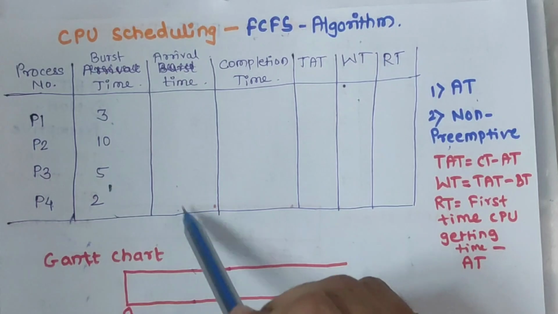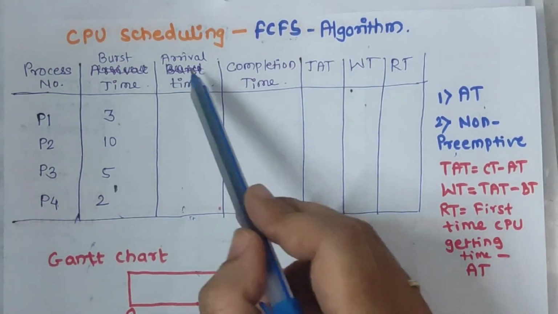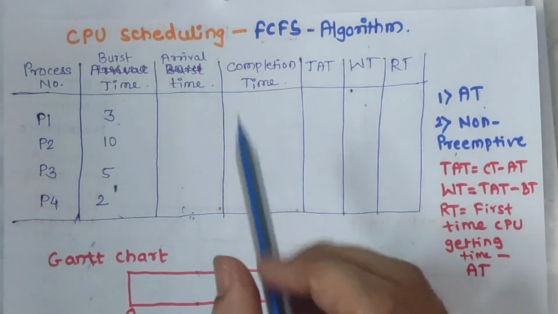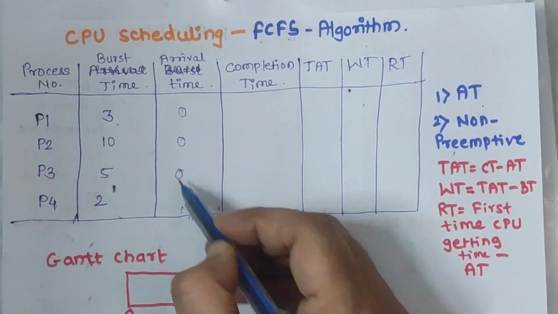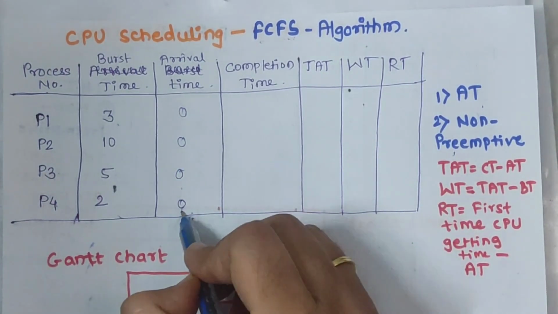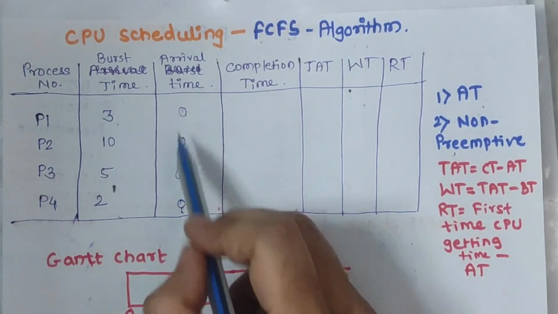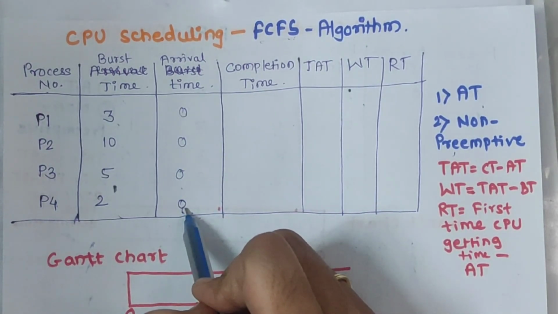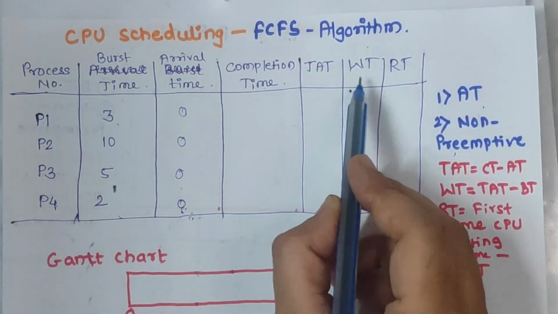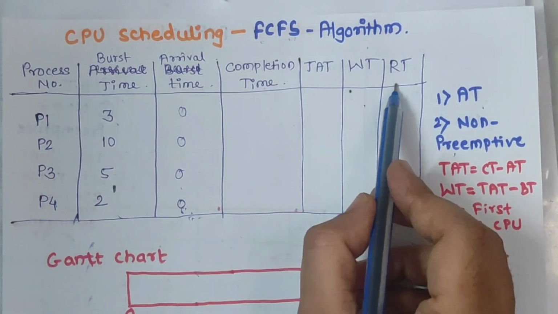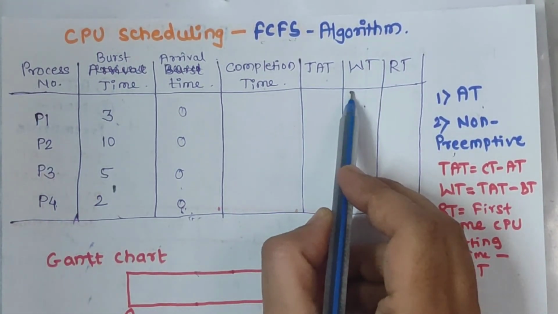Arrival time means the time at which the process is ready for execution. Here we are not provided with the arrival time, so we can consider that all the processes are ready for execution, that is they are arriving at time 0. In some problems you may be provided with the arrival time, but in this problem we are not. That's why we are considering the arrival time as 0. Then we have to find out completion time, turnaround time, waiting time and response time. Sometimes it may be asked that you have to calculate the average turnaround time and average waiting time.